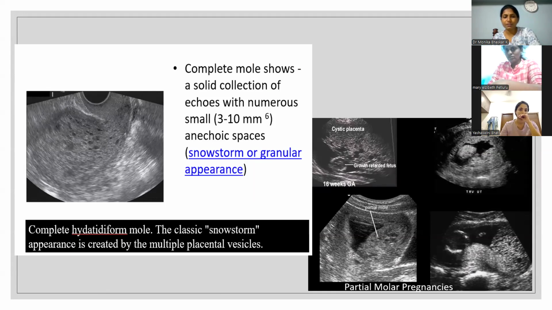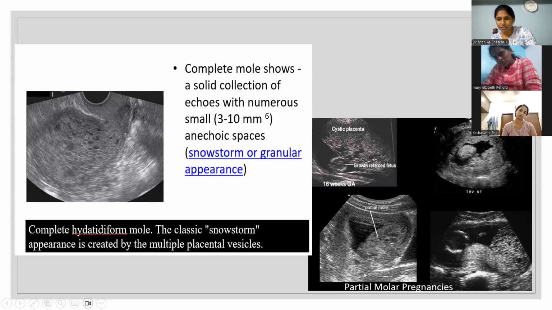So this has no fetal part. You can observe in this, this is the uterus. Inside the uterus, there is only the presence of tissues and numerous cystic spaces. So this is an appearance called the snowstorm appearance, which is seen on an ultrasound. This is due to the multiple placental vesicles.